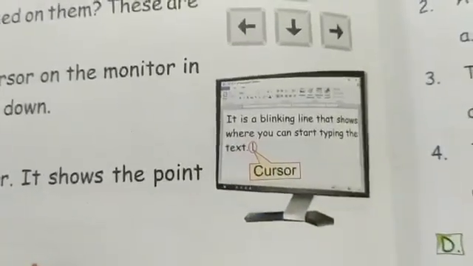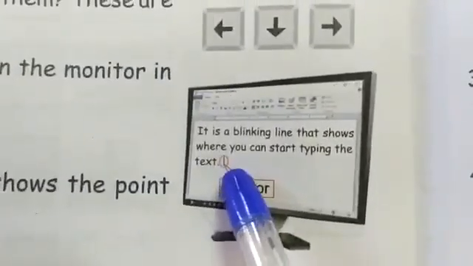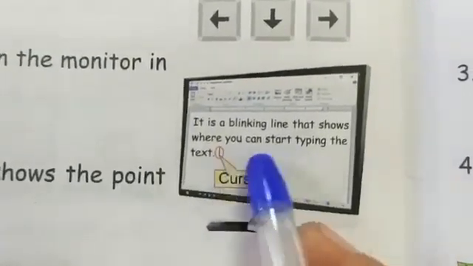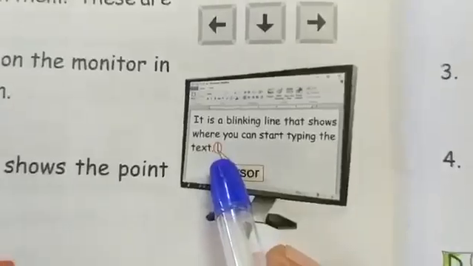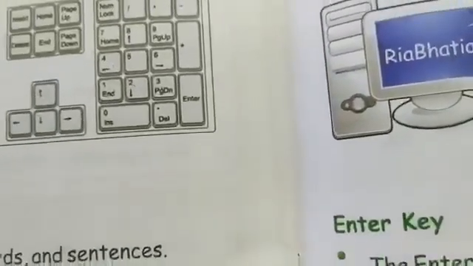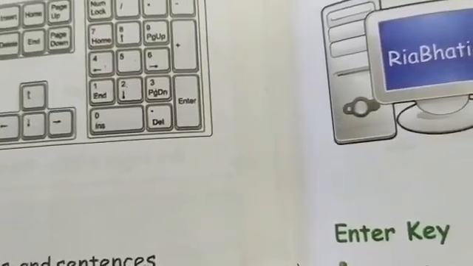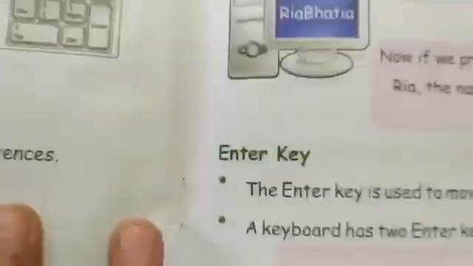when we type anything, there is a small line, as you can see here, after the word. So this small blinking line is known as cursor. And what is the meaning of blinking? Blinking means twinkle. Like stars, they twinkle. Sometimes they are visible and sometimes they are not visible. So in the same way, this cursor light blinks.